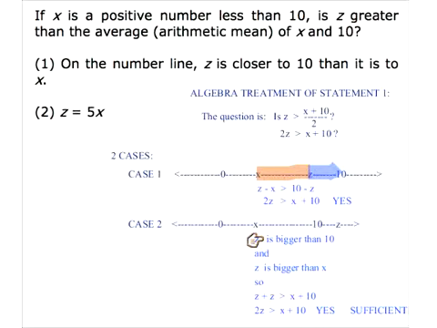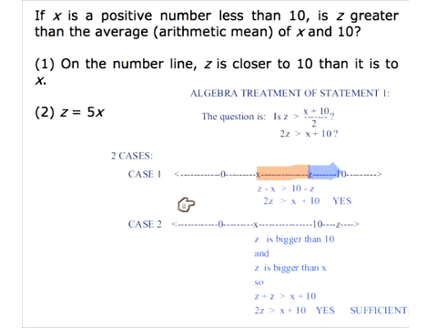Sam, z is 9 and x is 8 doesn't satisfy this. So that case is irrelevant. Because 9 is not closer to 10 than it is to 8. It's the same distance away. So that doesn't satisfy the statement.